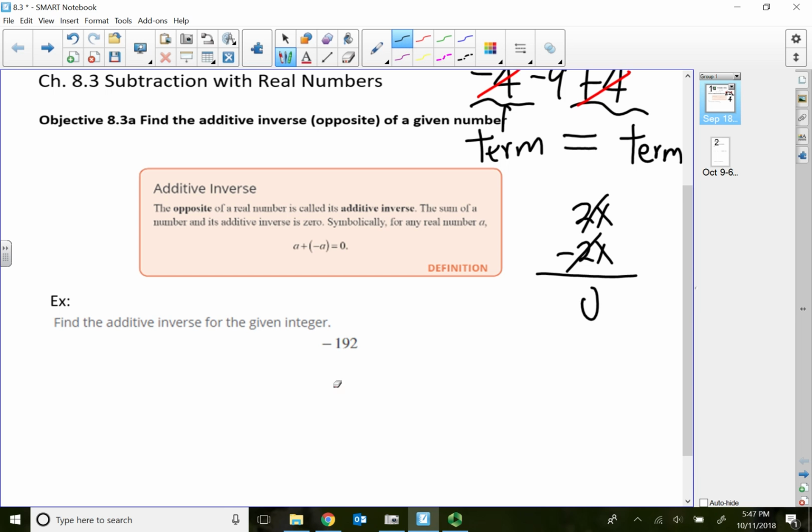So find the additive inverse for the given integer. That will be positive 92. Let me see. 192.